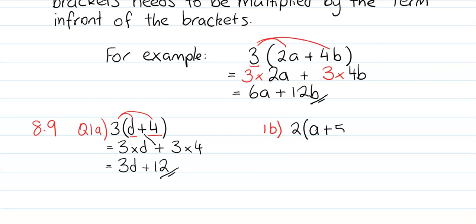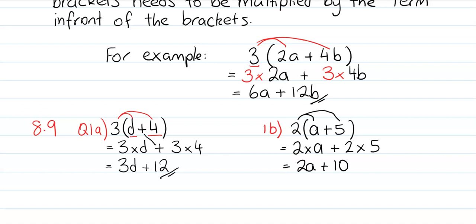Okay, let's try question 1b. 2a plus 5. So everything in the brackets needs to be multiplied by the number outside the front. So we're going 2 times a plus 2 times 5. Okay, so I've got my question first, I've got my working out, and then I've got my answer. 2 times a is 2a, 2 times 5 is 10. Final lines. Setting out and showing your working out is so important in algebra, so make sure that you're doing it like I'm doing it on the screen.